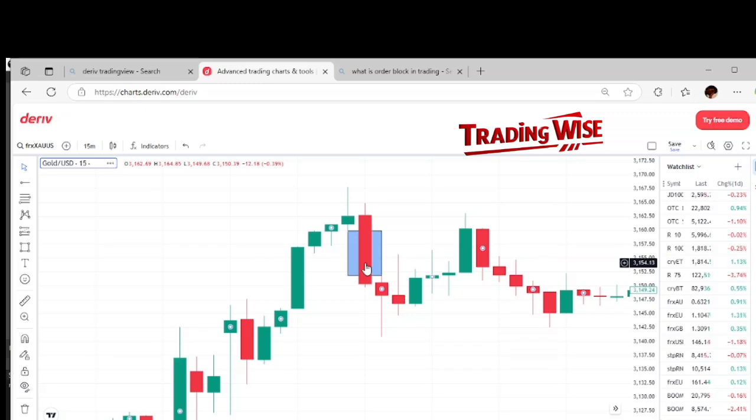So we've seen two criteria that validate an order block. We've seen two things that validate an order block. First of all, it must have a swing high, and second, it must have a fair value gap. Now this is the fair value gap.